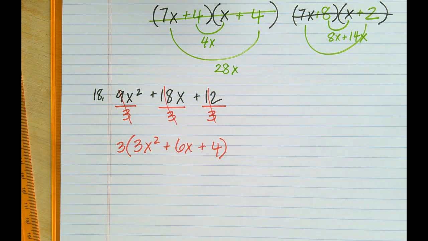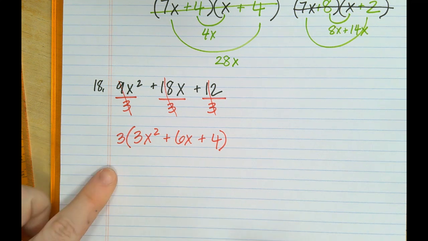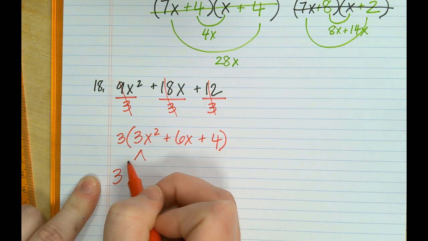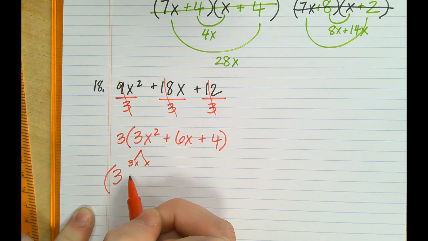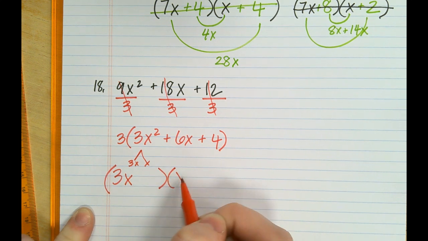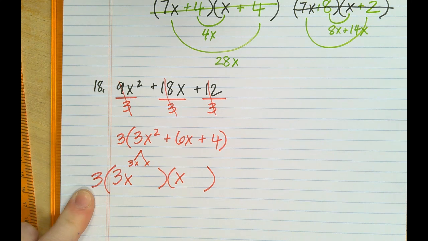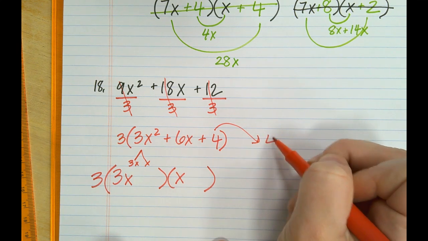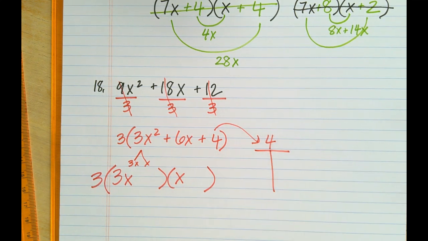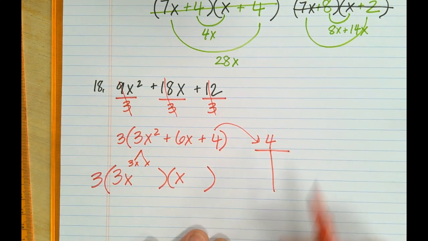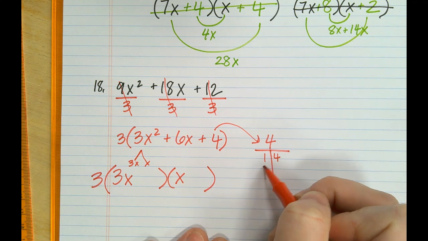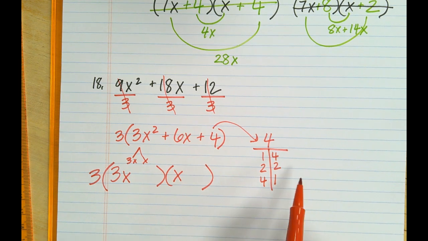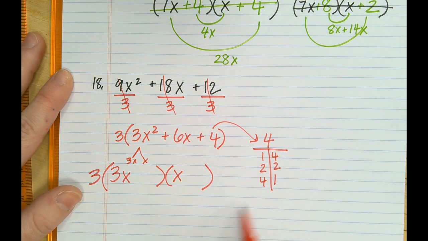Okay. And where do I go from here? Yeah, go ahead and bring this down. I know that my 3x squared turns into 3x and x, so my answer has to look like this, with my GCF still on the outside. Yes, and we're going to find the factors of C, of 4. And what are my factors of 4? 1 and 4, 2 and 2, or 4 and 1. So, let's see what happens.